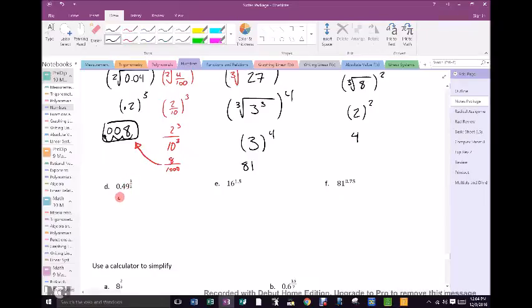Because 0.49 is 49 over 100, right? All that is to the 1/2. What does the numerator become? The denominator become? The index. 49 over 100. What's the square root of 49? 7. What's the square root of 100? 10. So this is 7/10. What's that as a decimal? 0.7.